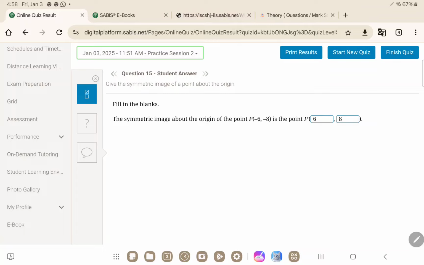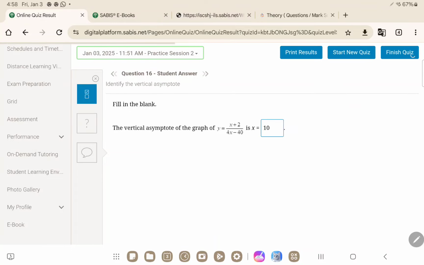Okay, so here they're telling you symmetric about the origin of the point. When they tell you symmetric about the origin, it means switch the sign of both the x and the y. So negative 6 becomes 6 and negative 8 becomes 8. 6 and 8. Moving on.